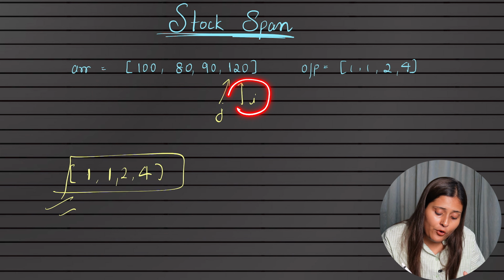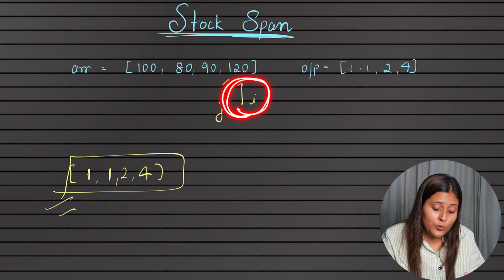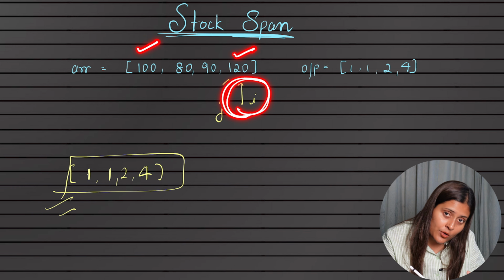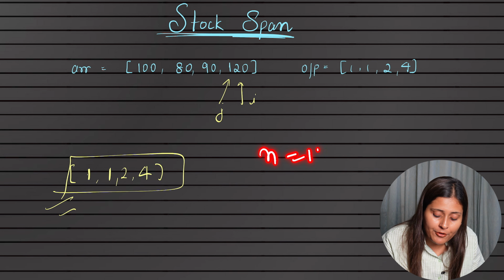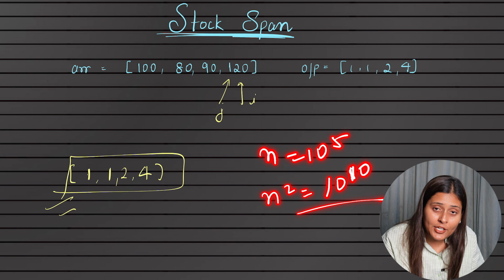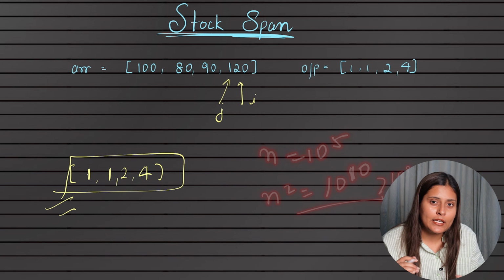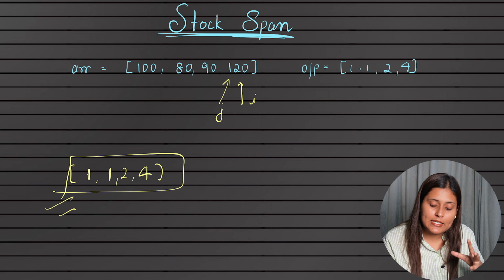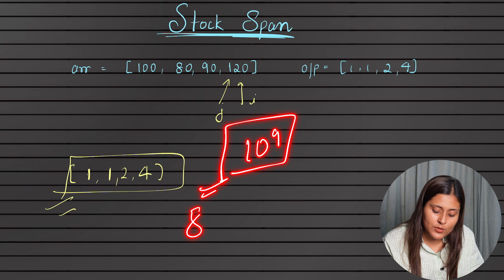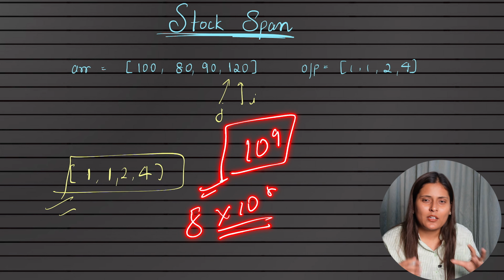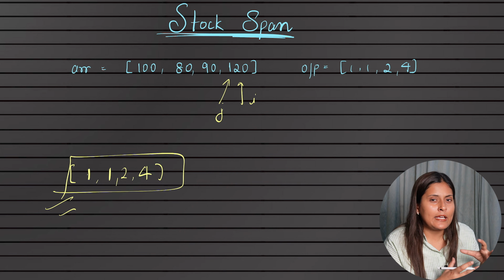So can I say for every i we want the j to run from the same ith index to 0? So don't you think it's n square? Yes. And if n is 10 power 5, n square code will be 10 power 10, and beyond 10 power 8 gives us TLE. To be more precise, if your code is more than 10 power 9, or 8 into 10 power 8, something like that, we can for sure say it will give us TLE.